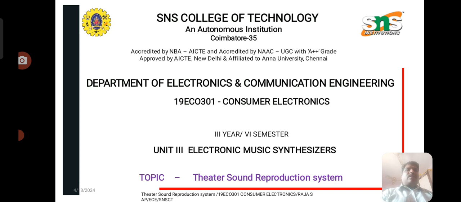In this YouTube video, we are going to discuss the 19ECUO301 Consumer Electronics subject under Unit 3, Electronic Music Synthesizers, for the topic Theatre Sound Reproduction System.